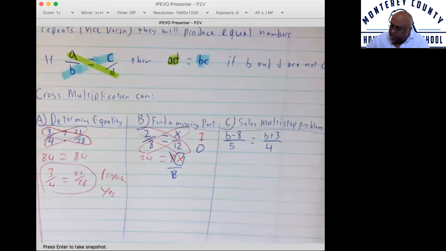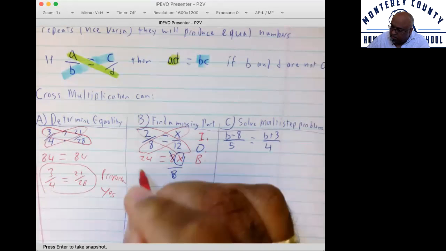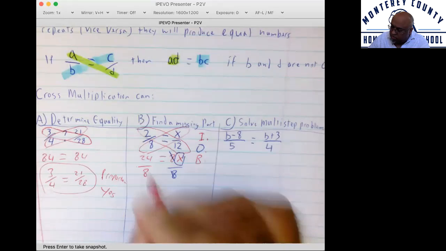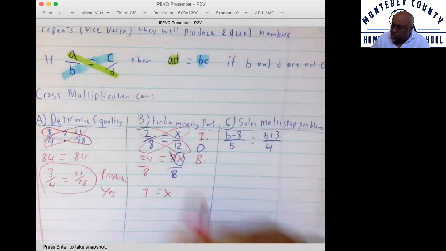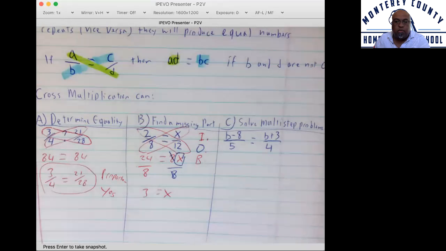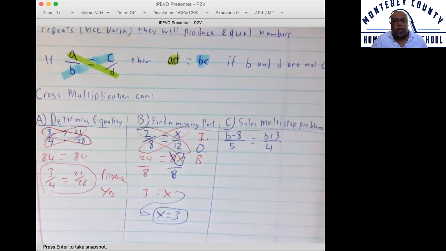Both. Remember IOB, isolate opposite both. 24 divided by 8 is 3. So x is equal to 3, or 3 is equal to x. I like to write this in the standard format, so I'll just go ahead and change the order of my answer here. X is equal to 3.